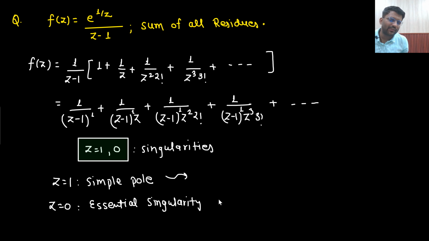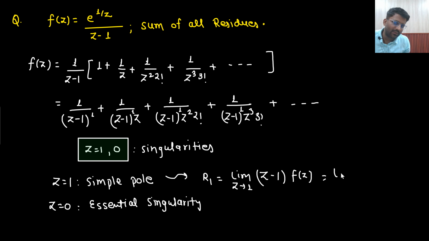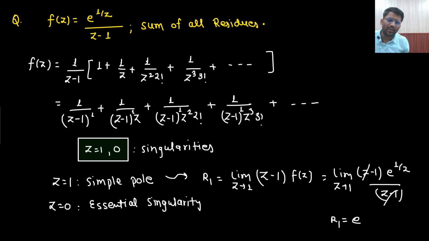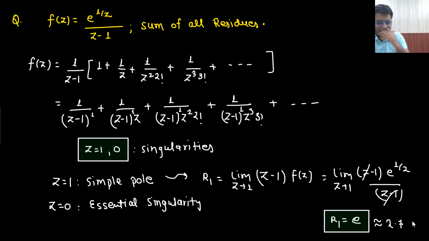If I need to find out the residue for this one, what will be the residue? Sir, it is very simple. Whoever is creating the problem, remove that guy and put limit z tending to 1. So, z minus 1, f of z I need to do: limit z tending to 1, z minus 1, e to the power 1 by z upon z minus 1. This and this will get cancelled out. Z equals to 1 you will put here. What is the answer you will be getting? E. So, this is the residue. E is the residue, which is roughly around 2.7.